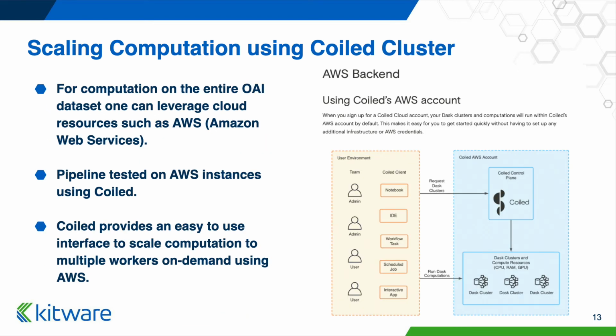To perform this analysis on the entire OAI dataset, one can leverage cloud resources such as AWS. We have tested our pipeline on AWS instances with the help of Coiled. Coiled provides an easy to use interface to scale computation to multiple workers on demand. Shown here is how the Coiled interacts with the AWS account.